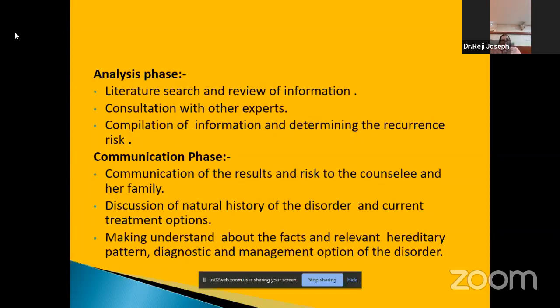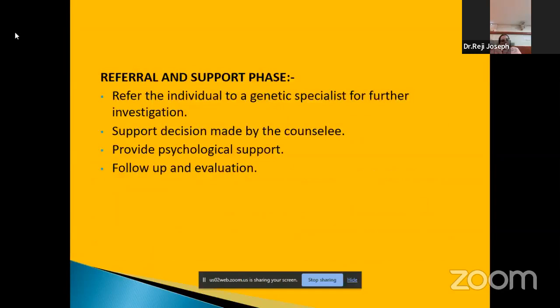Next slide, please. Coming to the referral or the support phase, you have to refer the individual to a genetic specialist for further investigation, and you have to support the decision that is made. You have to support their decision that is being made by the counseling, and you have to give them psychological support, and you have to follow up and evaluate when they come for the next visit.